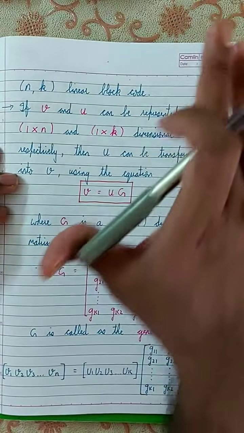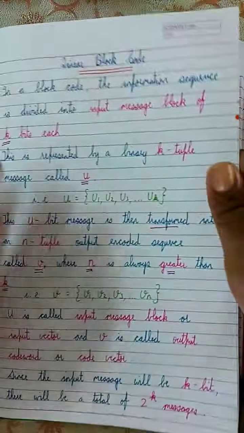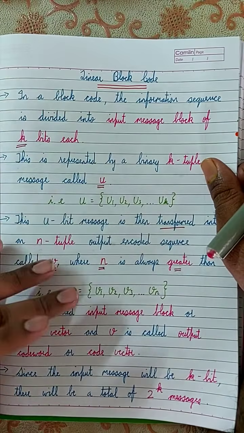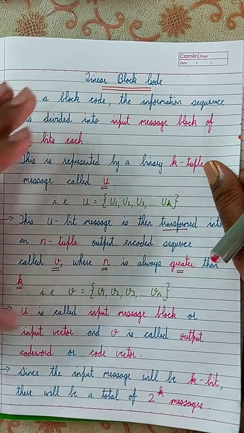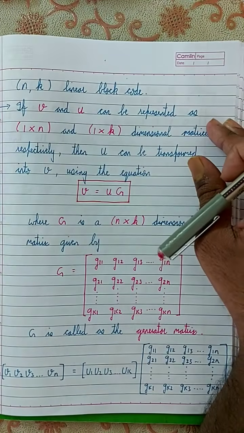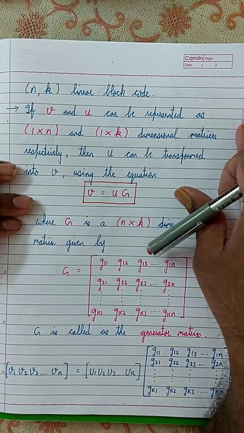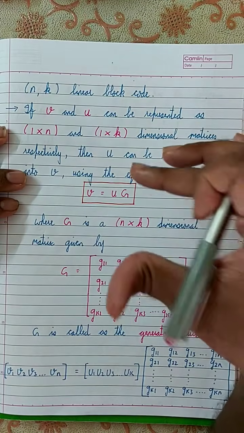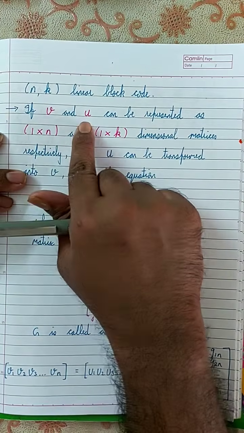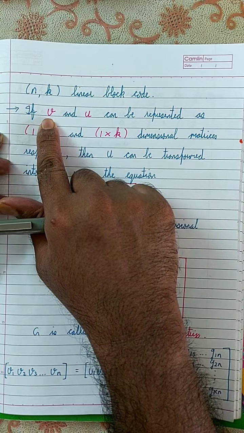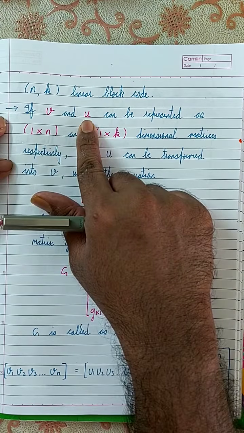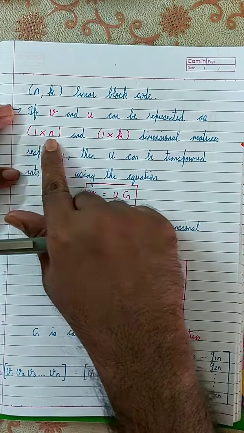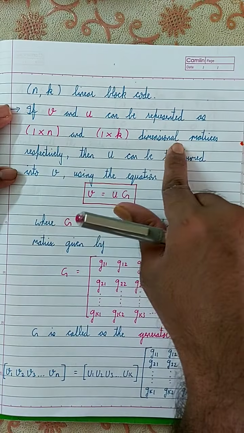Now how can we represent all these things I have studied and described? How can we describe all of this in terms of mathematics, or express it on paper? We do it by using matrices. By representing each of these quantities in the form of a matrix, we can express all this in terms of equations. If V is the output code word and U is the input message, V and U can be represented as 1 by n and 1 by k dimensional matrices.